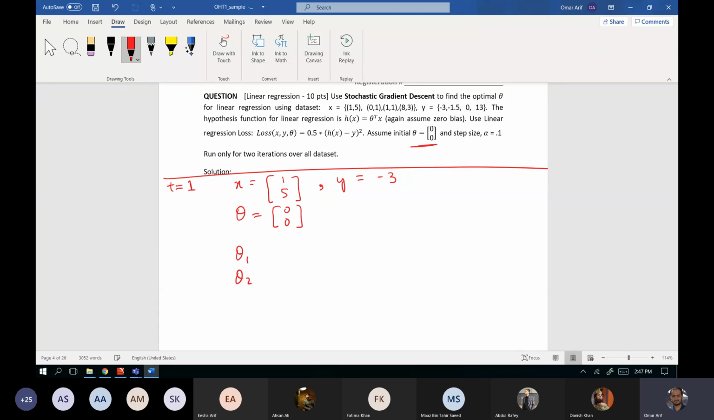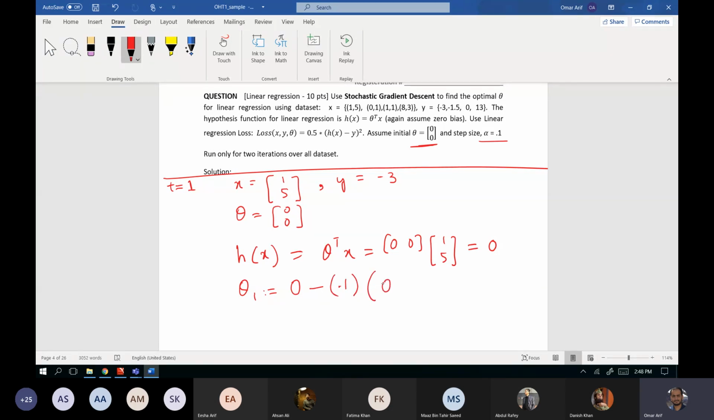As I said, in order to do that I also need to compute h of x. So let's do the forward pass first. So h of x for this training example that we have considered is equal to theta transpose x, which is equal to 0 0 times 1 5, which is equal to 0. So my prediction is 0. And now I can compute theta 1. The old value of theta 1 is 0 minus alpha, which is 0.1.